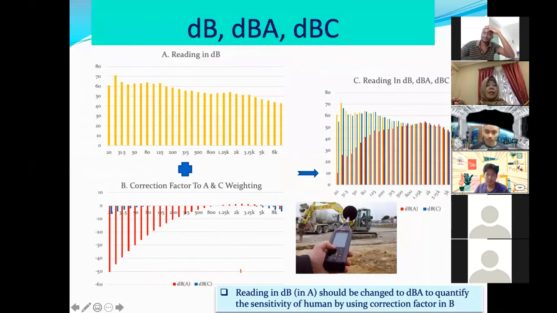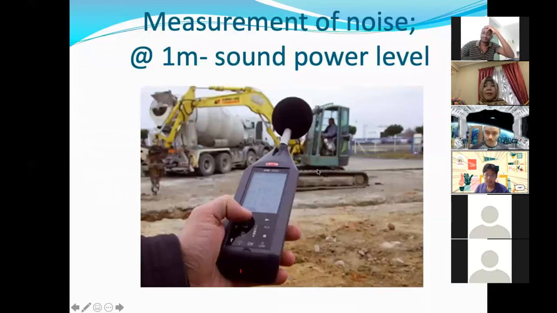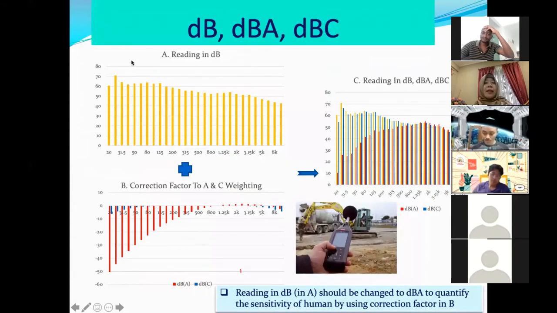So when we measure the noise at any distance, 1 meter, 2 meters, or 3 meters, make sure of our unit. Sometimes the unit is in dB, sometimes in dBA, and sometimes in dBC. So we need to be careful and look at our meter carefully. But it is safe if you measure in dB, so then you can calculate what is dBA, and then you can calculate dBC.